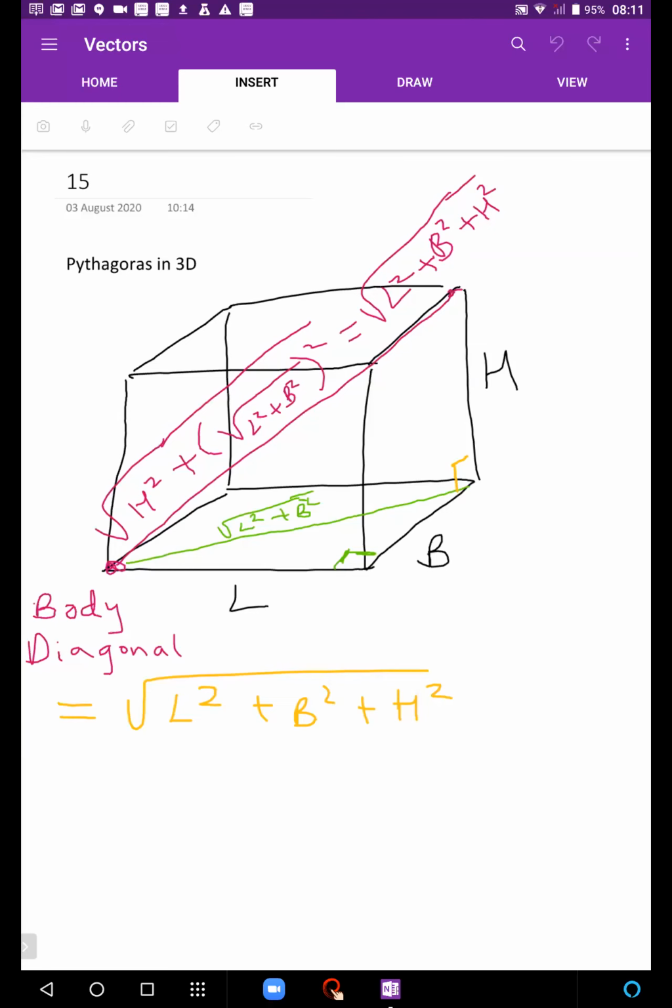Right? You remember this result? The body diagonal of a cuboid is root of length square plus breadth square plus height square. So this is like an extension of your Pythagoras theorem for 2D rectangles. It's an extension of that same concept into 3 dimensions. So instead of root of length square plus breadth square for a rectangle, it is root of length square plus breadth square plus height square for a cuboid. Okay, all right.